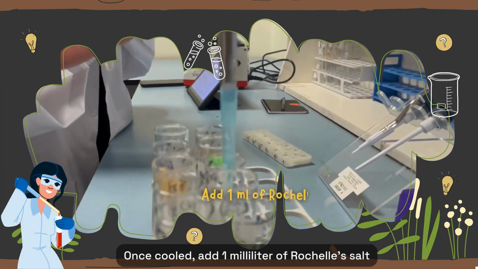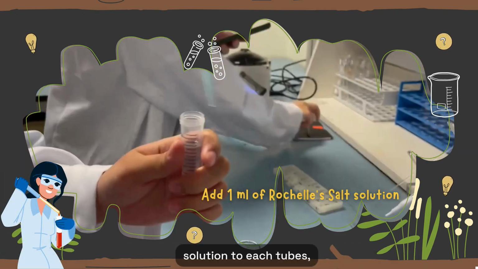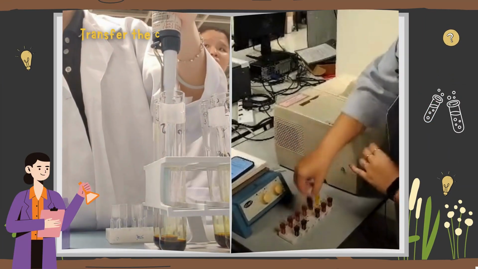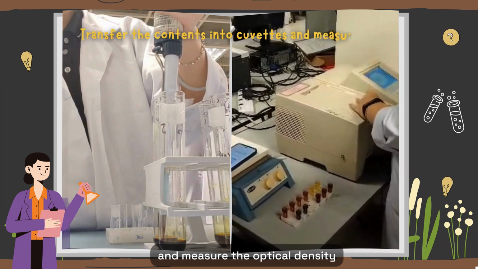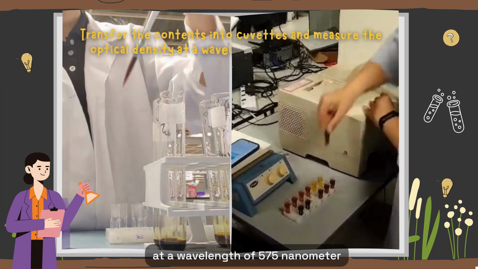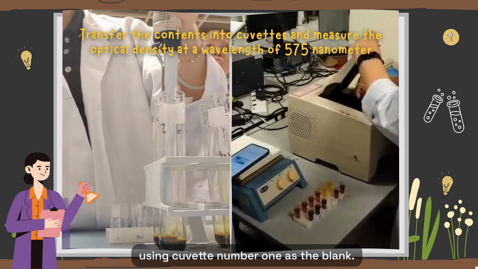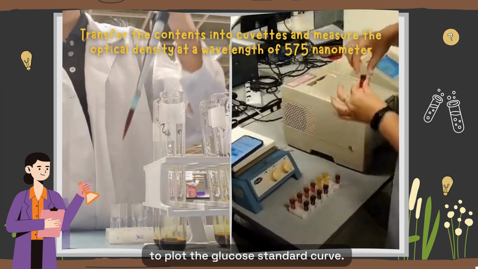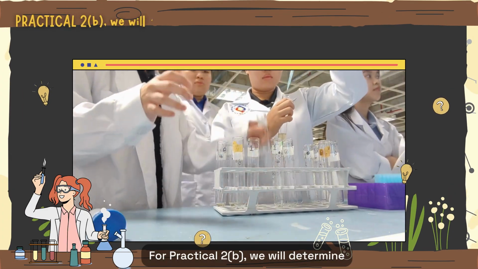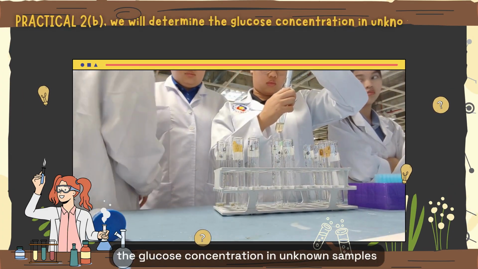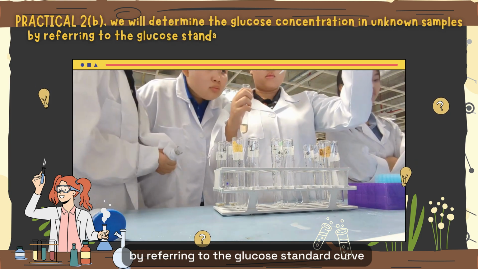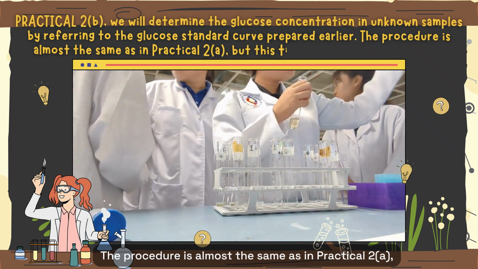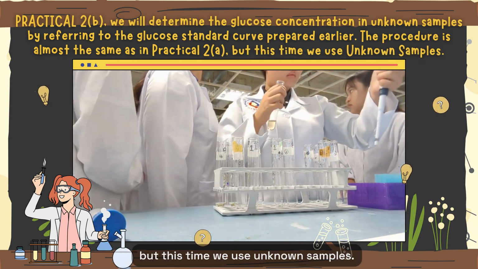Once cooled, add 1 ml of Rochelle salt solution to each tube. Mix the solutions well using a vortex mixer. Then, transfer the contents into cuvettes and measure the optical density at a wavelength of 575 nanometers using cuvette number 1 as the blank. These readings will be used to plot the glucose standard curve. For Practical 2B, we will determine the glucose concentration in unknown samples by referring to the glucose standard curve prepared earlier. The procedure is almost the same as in Practical 2A, but this time we use unknown samples.